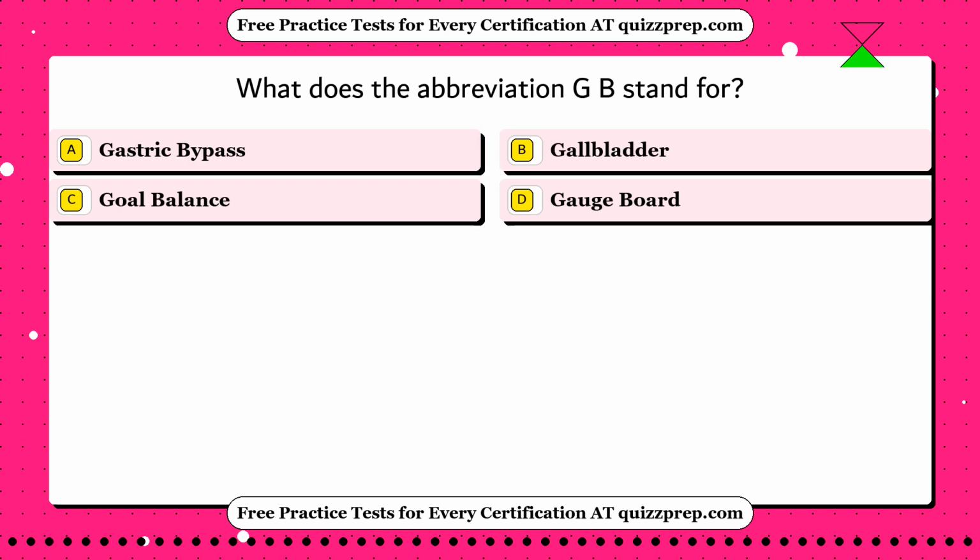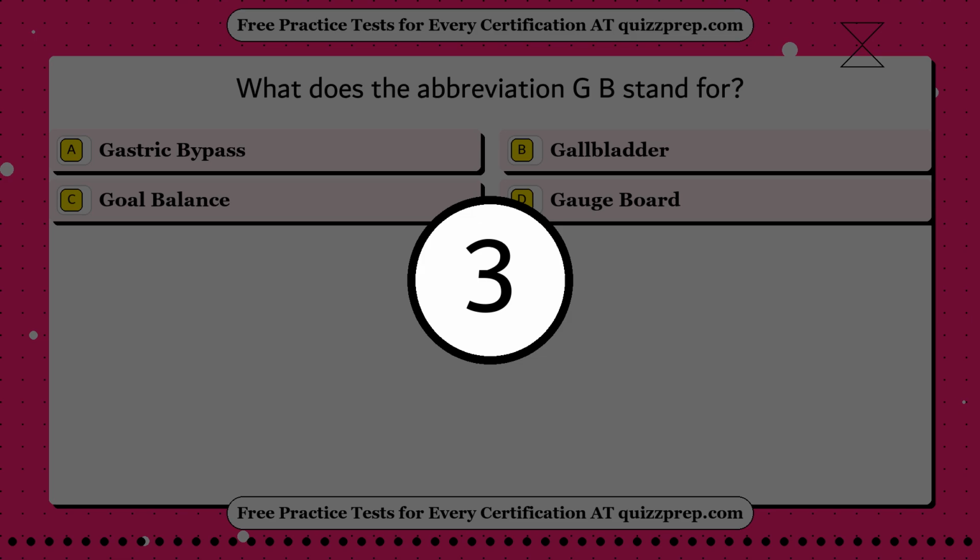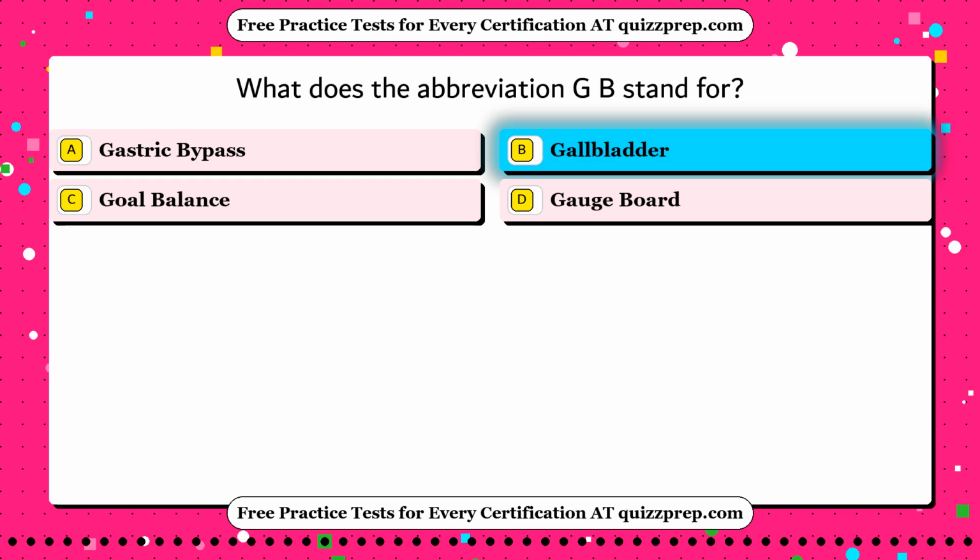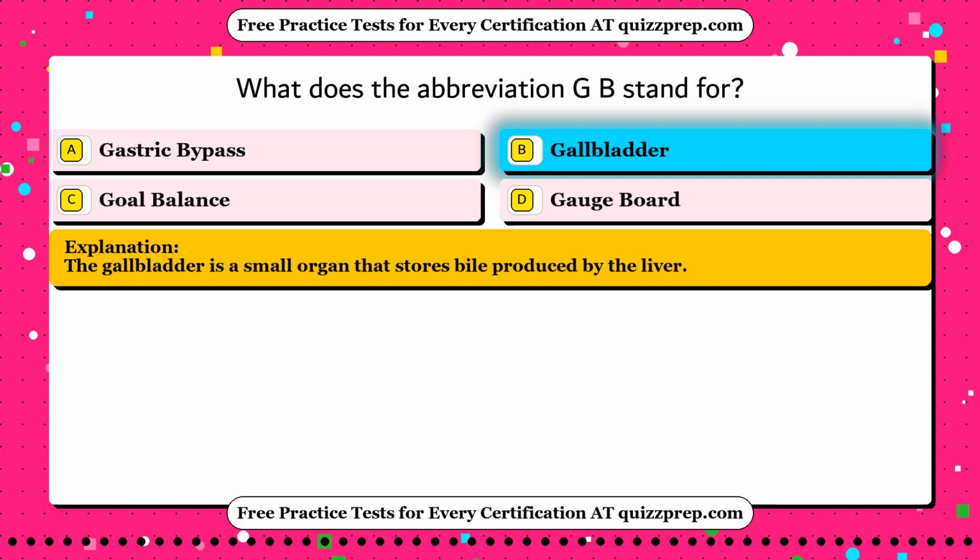Question 46. What does the abbreviation GB stand for? Option A, gastric bypass. Option B, gallbladder. Option C, goal balance. Option D, gauge board. The correct answer is option B, gallbladder. The gallbladder is a small organ that stores bile produced by the liver.